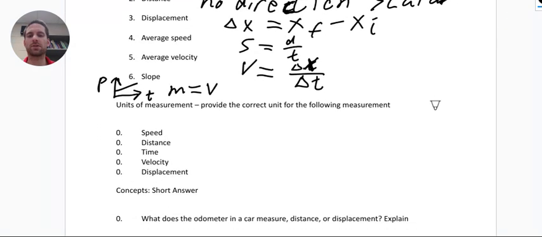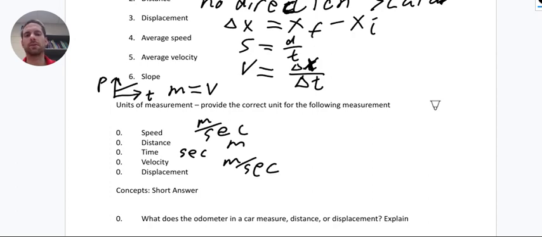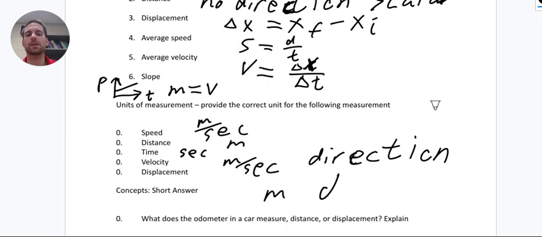All right, units of measurement. For this, our unit of measurement of speed is meters over seconds using the SI units. Distance will be meters. Time will be in seconds. Velocity will be meters over seconds, and usually it will include a direction. But we're just talking about units, the direction doesn't matter. But I'll include the direction anyway, just to remind you it is a vector. Displacement, meters, direction as well.